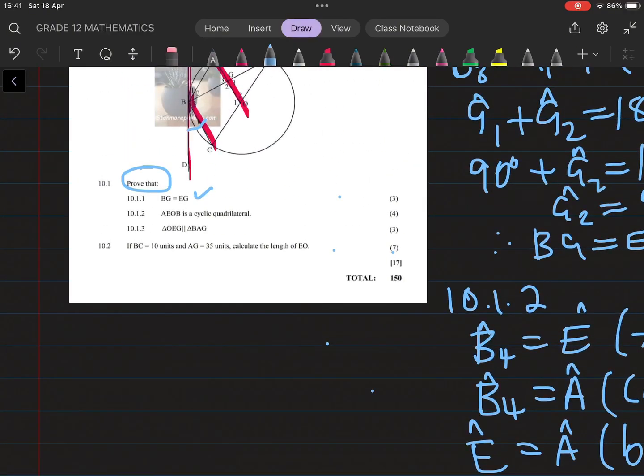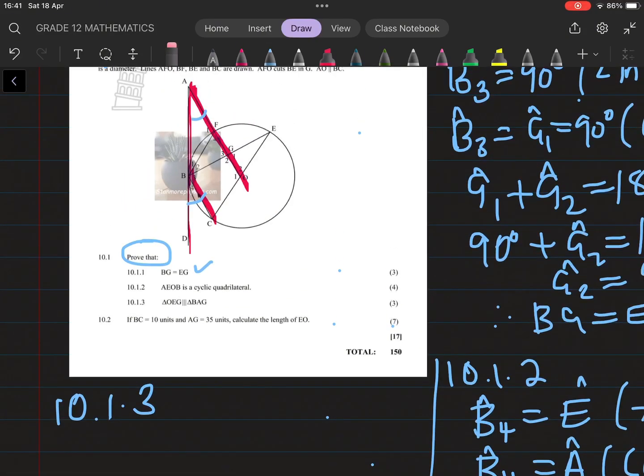Now, 10.1.3. We need to prove that triangle OEG is similar to triangle BAG.